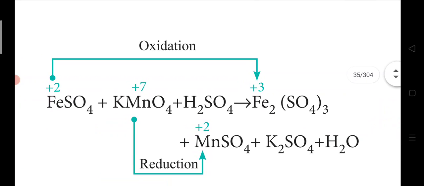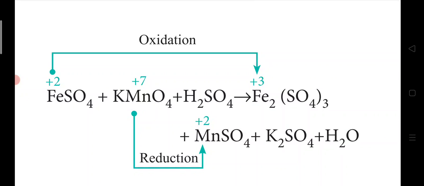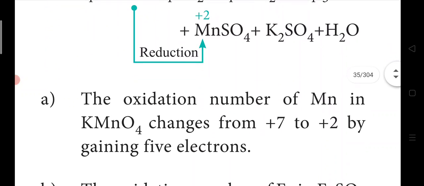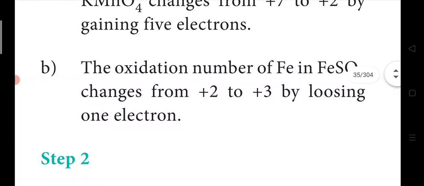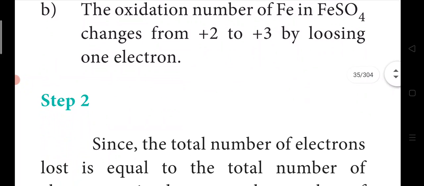In the second step, here you can see which has got oxidized: iron has increased from +2 to +3, so it has got oxidized. Manganese has decreased from +7 to +2, so it has got reduced. So we identify this. And the oxidation number of iron in Fe sulfate changes from +2 to +3 by losing an electron. So we have identified which one is oxidized and which one has got reduced.